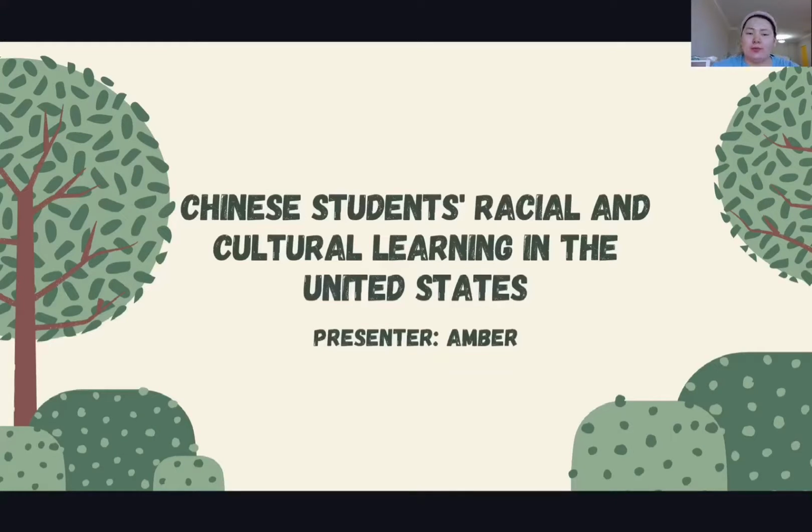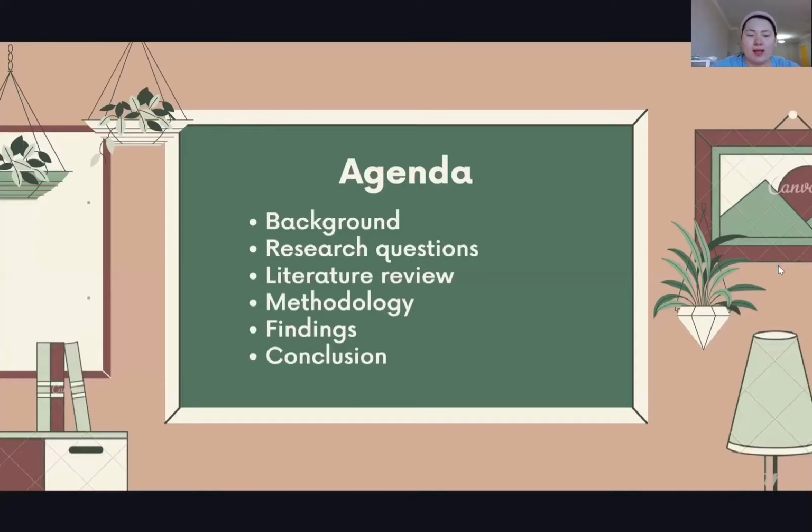I would like to give you a presentation about Chinese students' racial and cultural learning in the United States. Before we start, let's look at the agenda together and get an overview of my presentation. There are 6 parts in my presentation, including background information, research questions, literature review, methodology, and findings and conclusion.